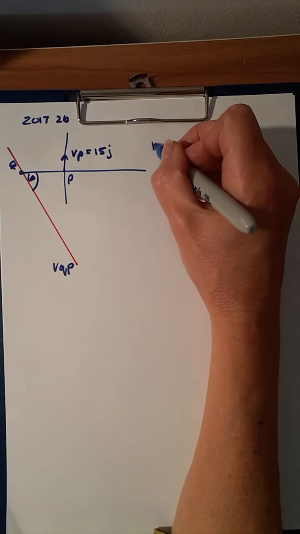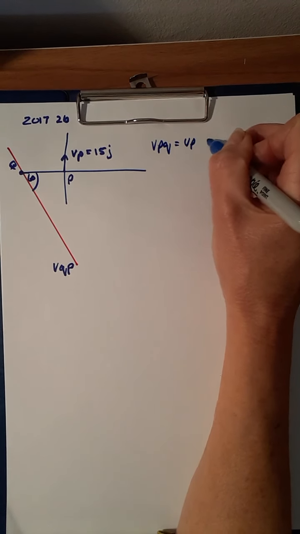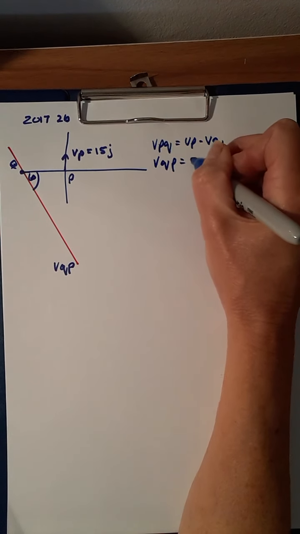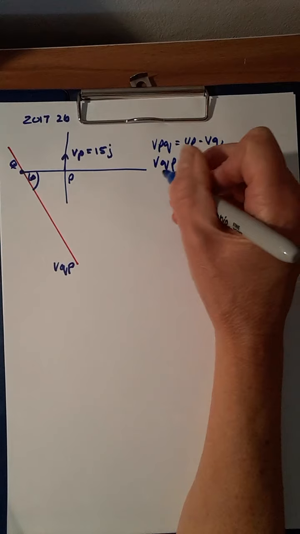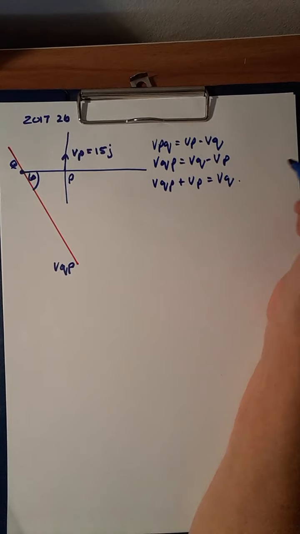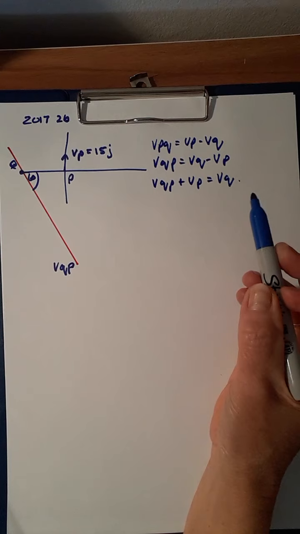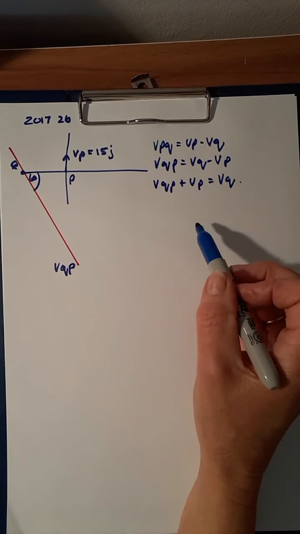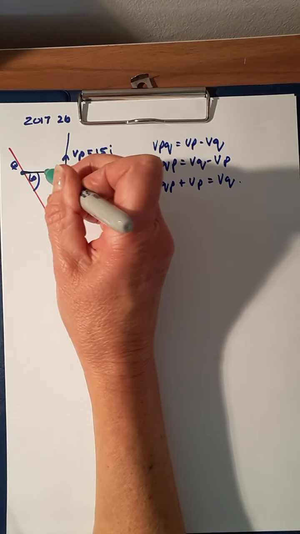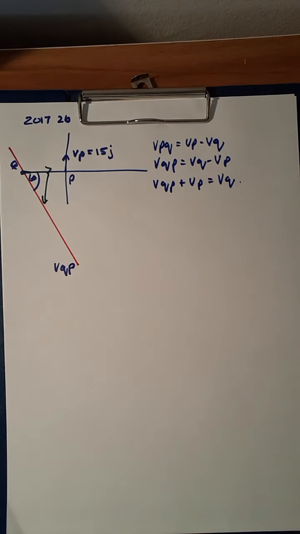Okay, so we know that VPQ is equal to VP minus VQ, and of course actually this one is VQP. So VQP is equal to VQ minus VP, which means that VQP plus VP is equal to VQ. So I'll get these two in terms of i and j, and then that will give me VQ. So let's look at VQP, that's the red line. I'm going to draw a right angle triangle around that red line. This is the i component of it, this is the j component of it.